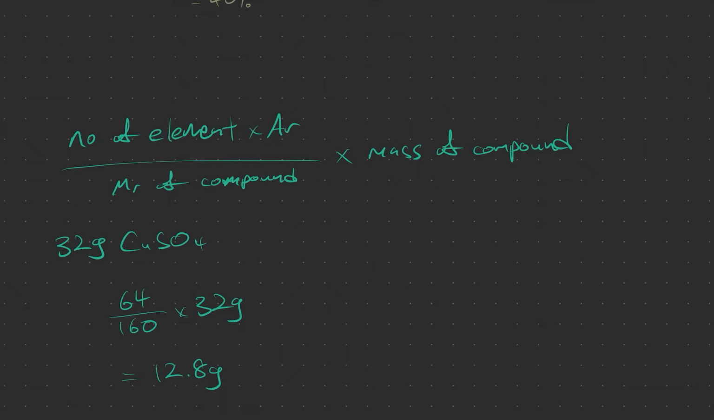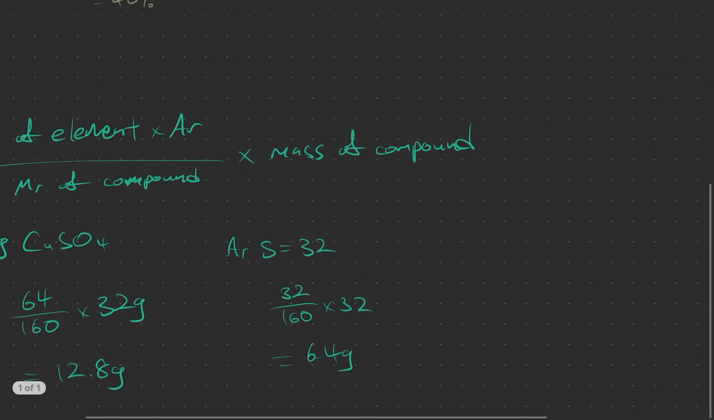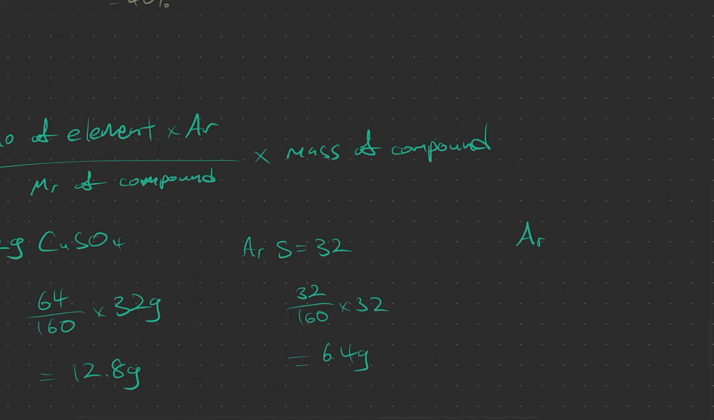And then let's do sulfur now. So sulfur will be 6.4 grams. And lastly, let's end it off with oxygen. 4 times 16 over 160 times 32. And it'll be the same, 12.8 grams.